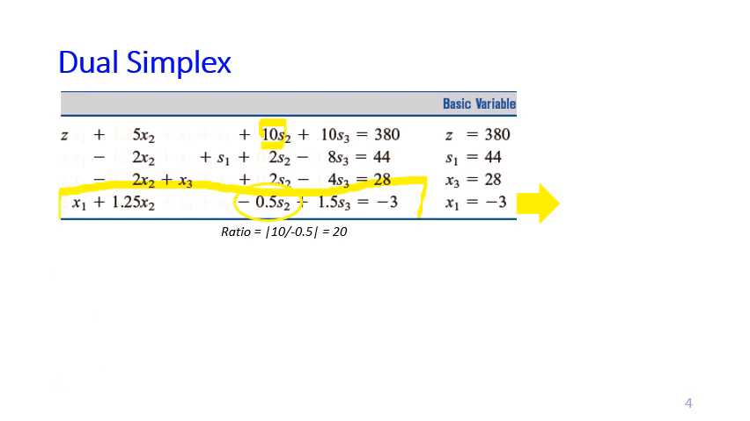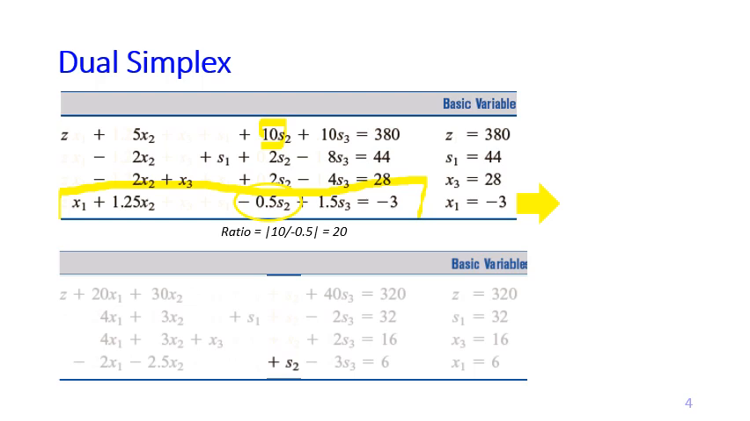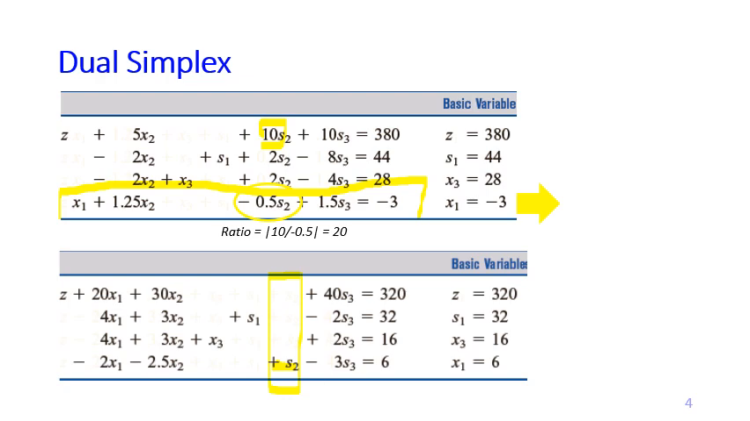So now we're going to perform elementary row operations such that the column of s2 becomes a canonical form. So only this position has the coefficient of 1 and all other positions have the coefficient of 0. So we perform ERO and then we obtain this new table. Here we may conclude that since all right-hand sides are non-negative, we have obtained the optimal solution. So this is the optimal solution after we change the right-hand side of the second constraint from 20 to become 30.